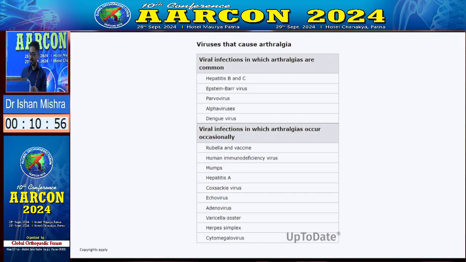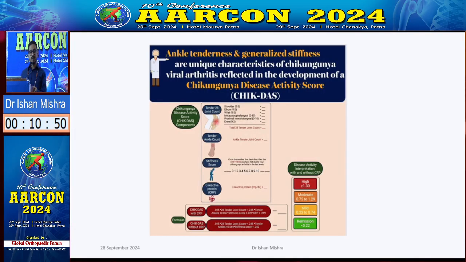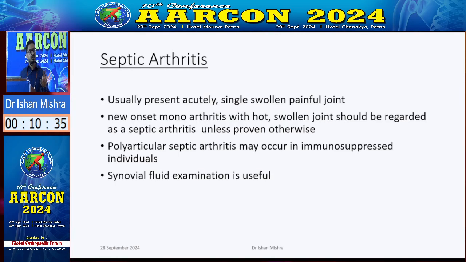These are the list of the viruses that can cause it. The most important in our country is chikungunya. The newer update is, in the ACR this year there was an abstract which suggested that ankle tenderness and generalized stiffness is the unique characteristic of chikungunya arthritis. The chronic chikungunya arthritis will behave for all practical purposes like RA.